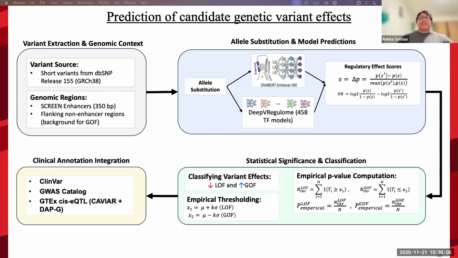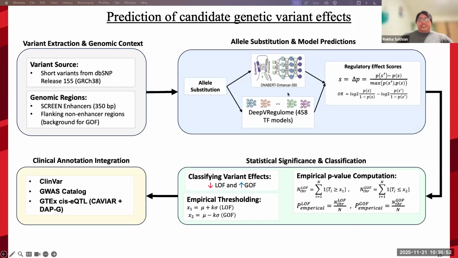Now, having validated the robustness of our model, we next examined how genetic variations might functionally disturb these critical regulatory regions, potentially influencing the disease-relevant gene regulations. First, we started by collecting the full dbSNP catalog and extracted all the short variants, which are less than 50 base pairs, that fell in the SCREEN enhancer regions or in matched non-enhancer flanking regions. This gave us the candidate sites where a single nucleotide substitution could potentially alter regulatory activity.